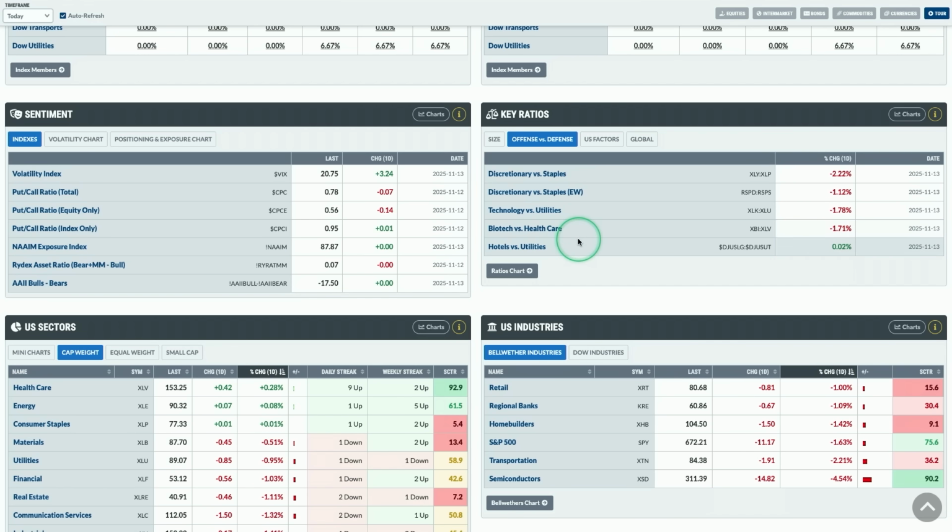Next up, we also have biotech versus healthcare. Healthcare, a really, really interesting sector of the market because it's got some of these different kind of offensive and defensive corners to it. Things like biotech, a lot more offensive than defensive.